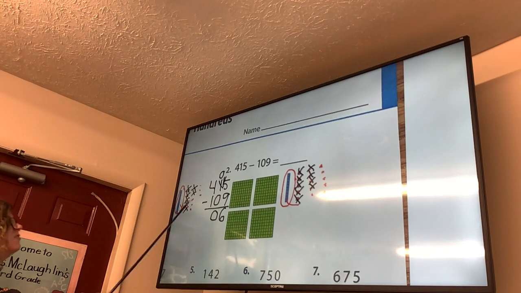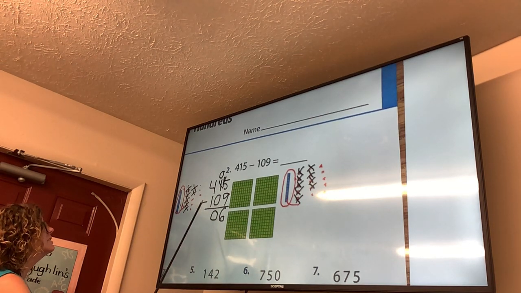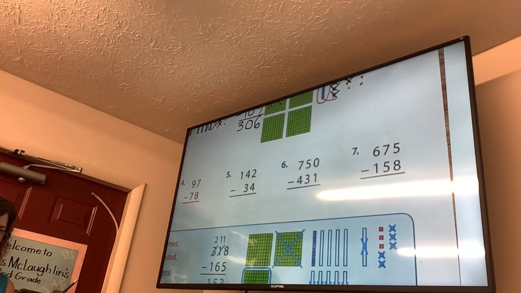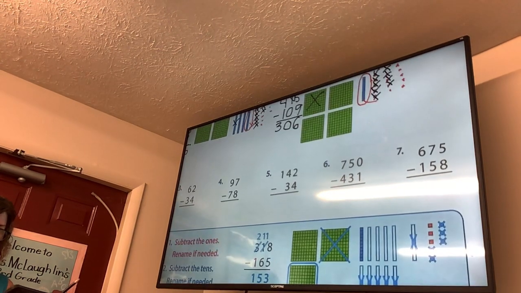And then you go to your hundreds, and you have 4 hundreds, and we're going to subtract how many? 1. So we're going to cross out 1. And that leaves us with? 300. And then the answer is? 306.